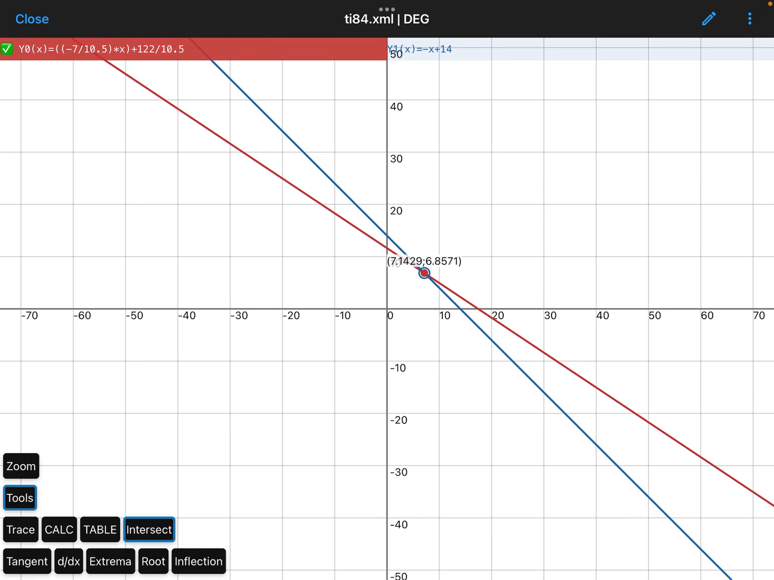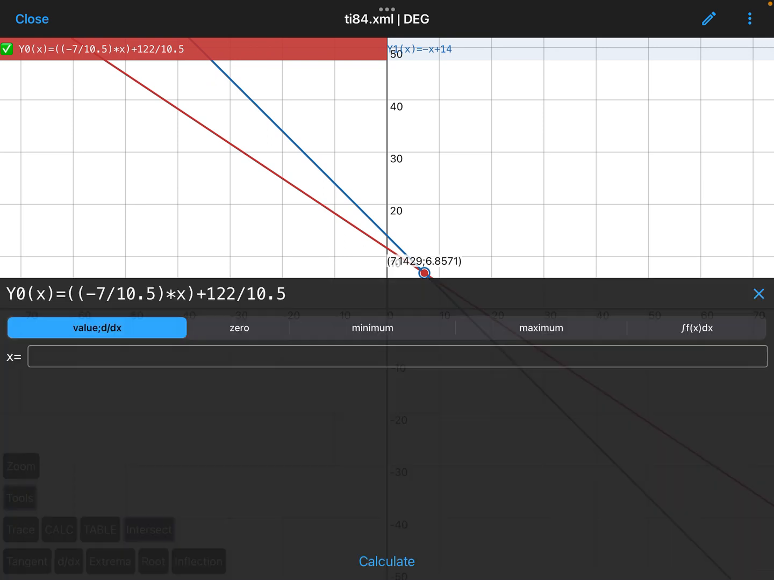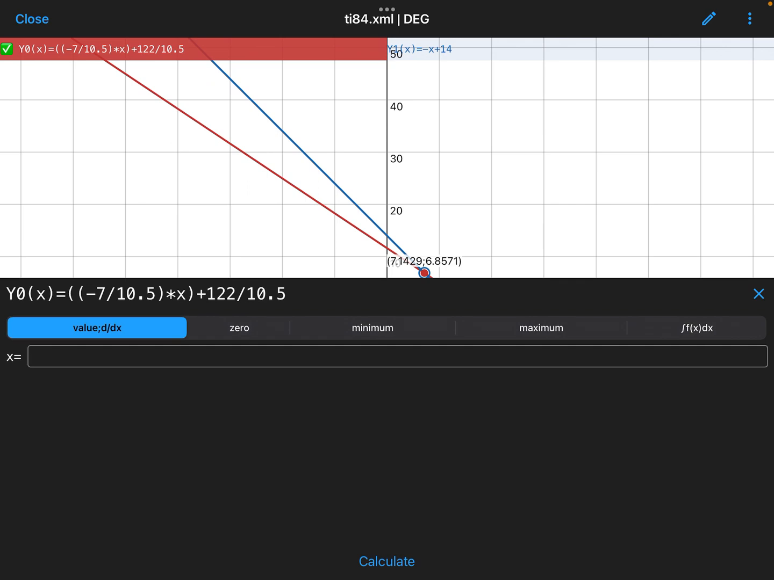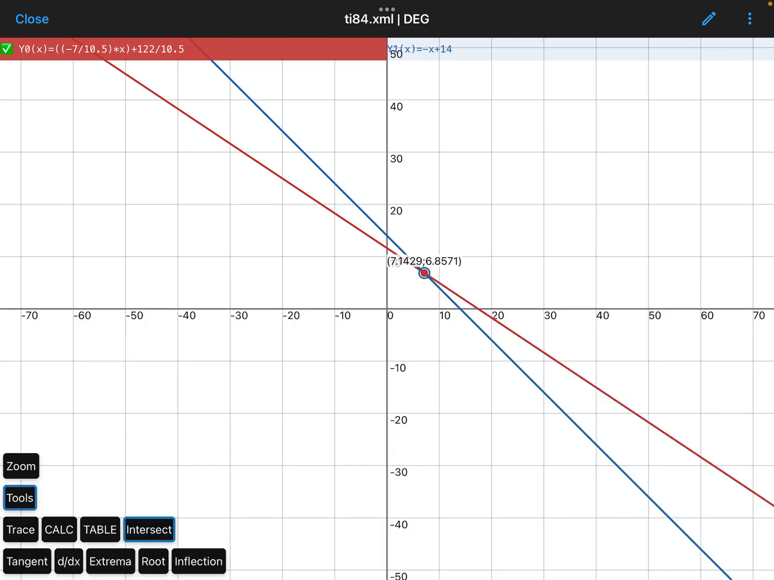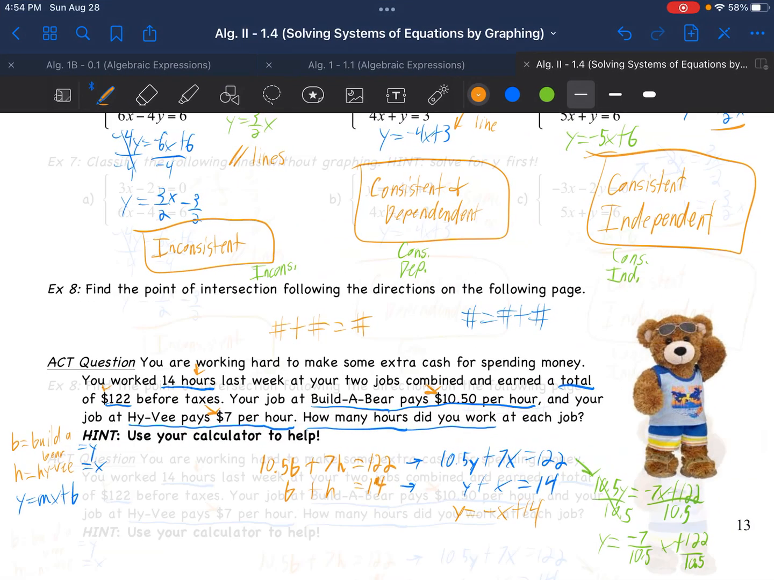If you're not using the Calc 84 or Desmos, then you'll go through the instructions we did earlier where you hit second calc and then go to intersect, which would be under this calc option, but you don't have it here because it's already one of the options you have on this Calc 84. And it tells us the intersection is approximately 7.14, comma 6.86, just for rounding purposes.